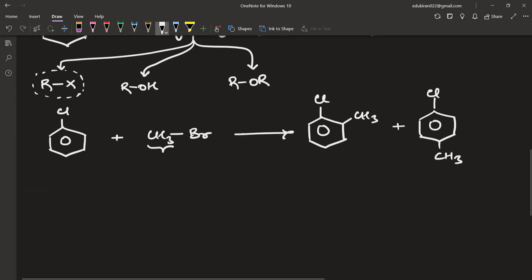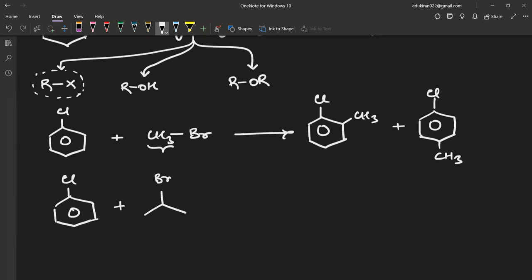Let us look at the mechanism here. I will give you a mechanism of not this one, but for example, if you have something like this, chlorine plus isopropyl bromide. This is isopropyl bromide.